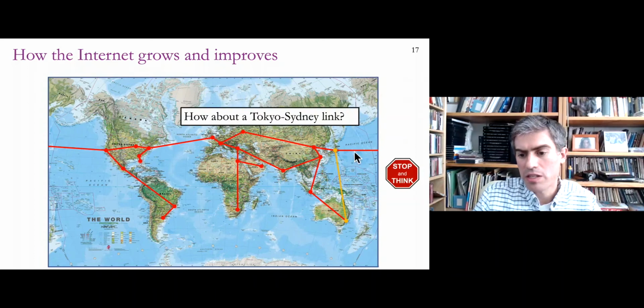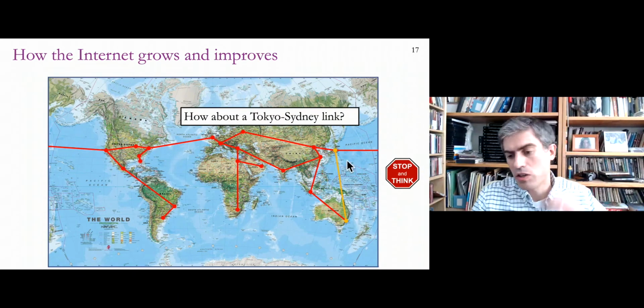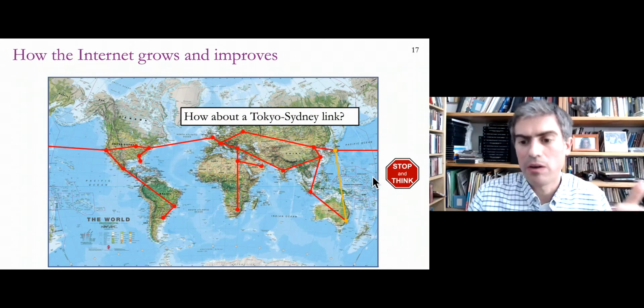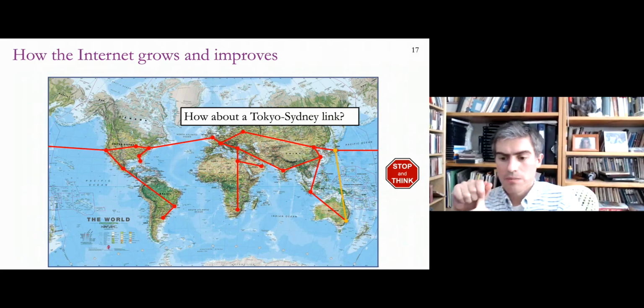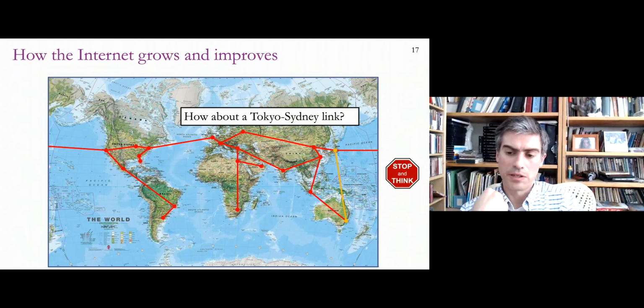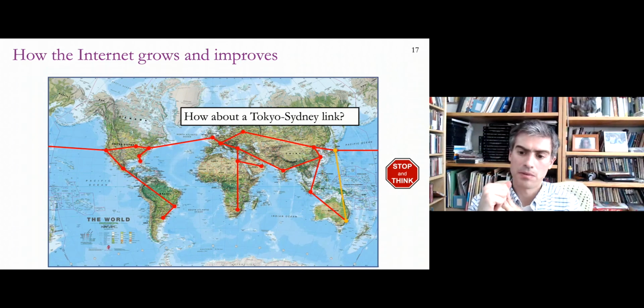What about this Tokyo to Sydney link? I want you to stop and think about this, and think specifically about, is there a benefit to building this? And also, who would pay for building it? And when would they pay for building it? So stop and think about that.